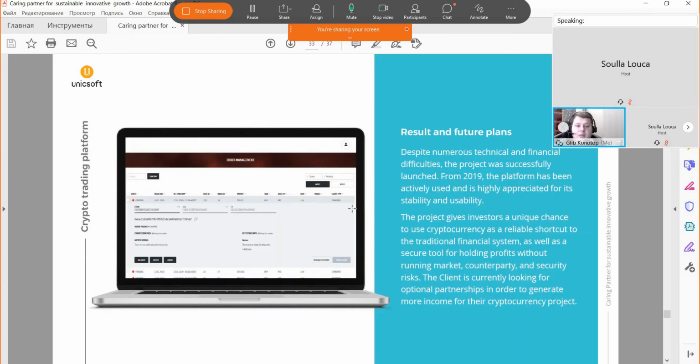As a result, the platform was launched, and it has been successfully operating starting from 2019. Right now it's hyped in the crypto world, and I suppose it's in demand for crypto investors right now.